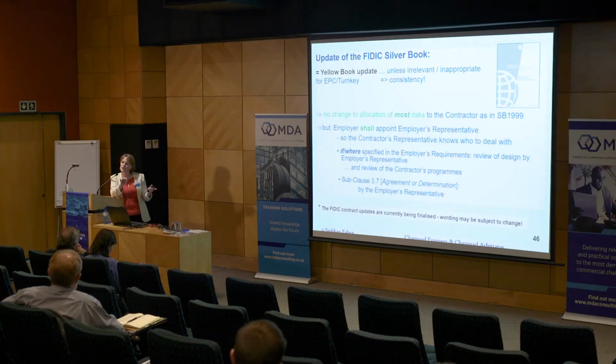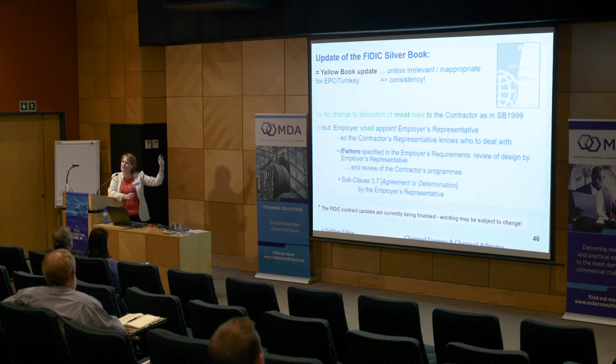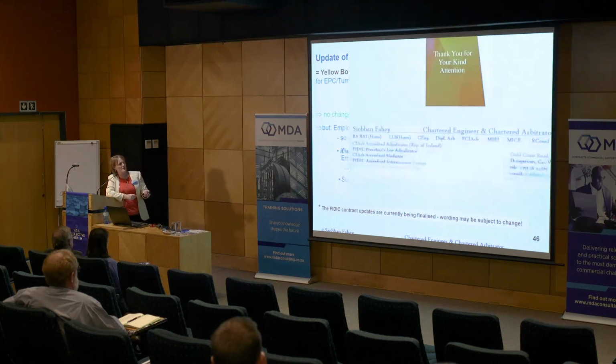The other main difference, I think, under the Silver Book is that the employer is under an obligation to appoint an employer's representative. It's very important that the contractor knows who in the employer he should be dealing with. And that has caused a lot of problems in the past on these EPC turnkey contracts, which are very much hands-off from the employer. And we need to have one person involved in agreeing or determining claims under the Silver Book as well. So the provisions aren't exactly the same as under the Red Book and the Yellow Book for this idea of agreement or determination. They're slightly different, but very much along the same theme as regards a fair determination.